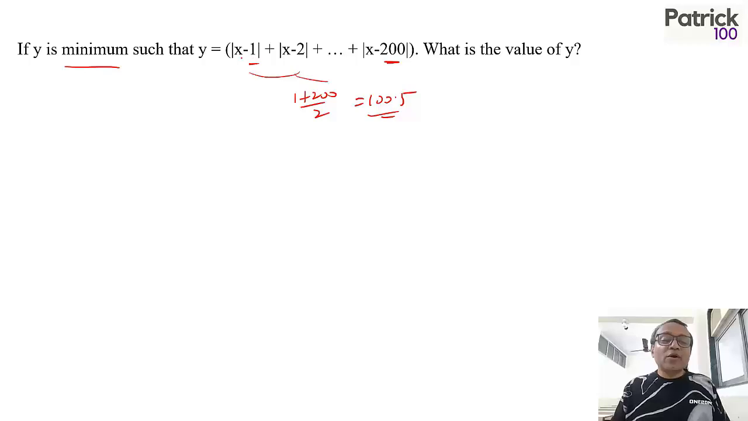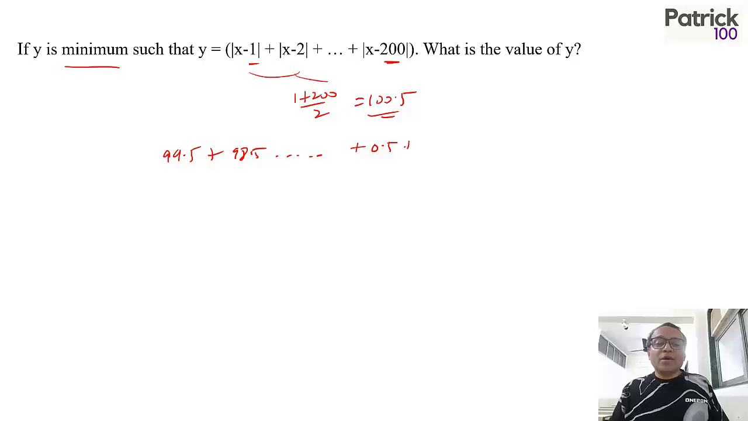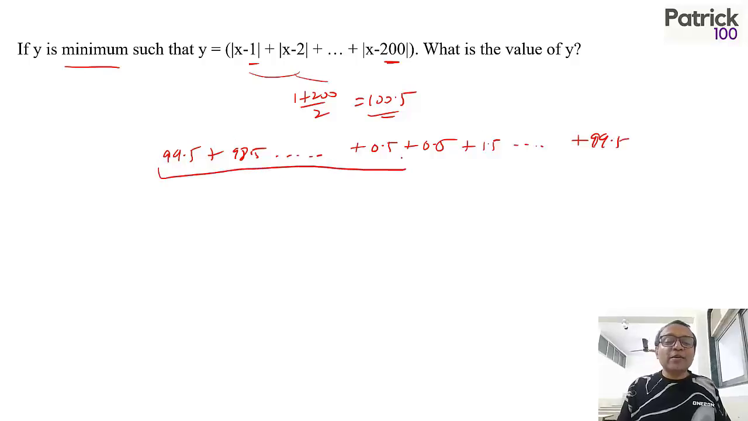If I take 100.5, the first value will become 100.5 minus 1, which is 99.5. Second will become 100.5 minus 2, which is 98.5, and so on till maybe 0.5 when it's 100. Okay, then when it becomes 101, again it becomes 0.5, 1.5, till finally it becomes again 99.5. So basically we are adding 99.5 to 0.5 double time.